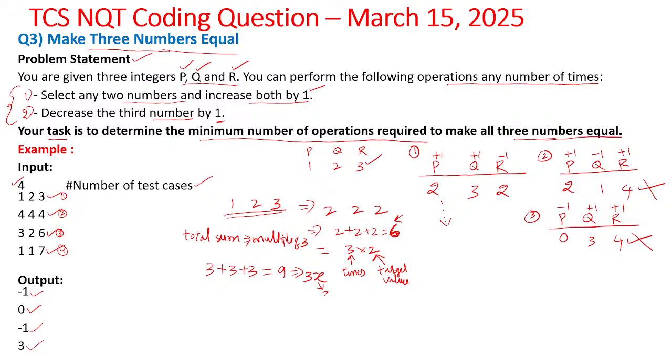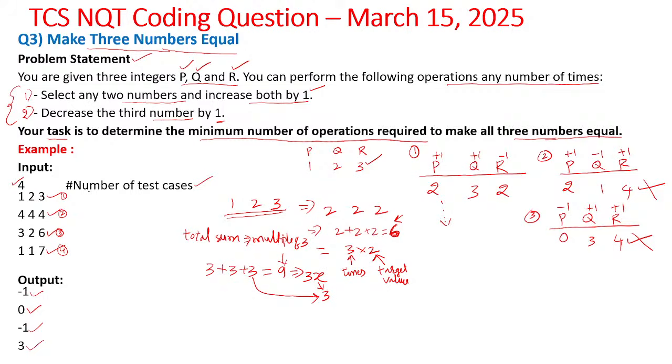This x is nothing but 3 here. That means all of them should become 3, 3, 3. Then only it becomes a 9, which is 3 times the target value.